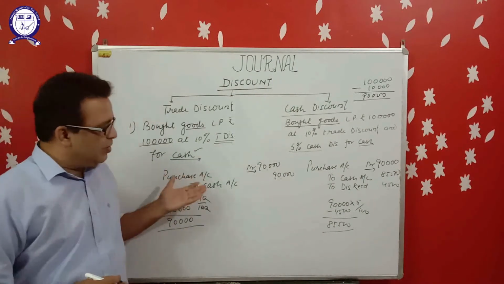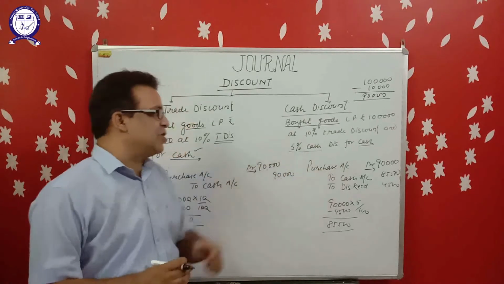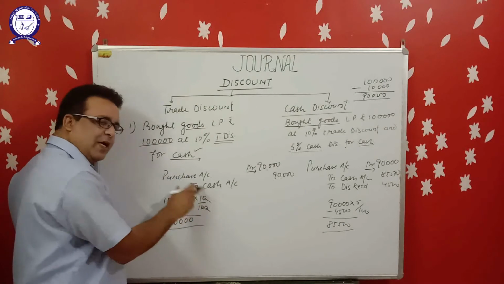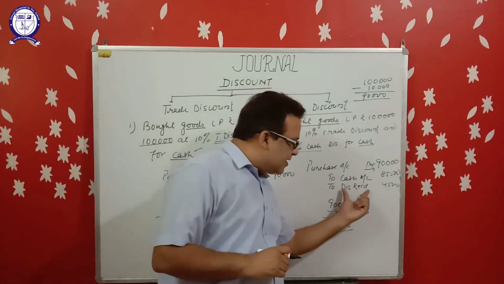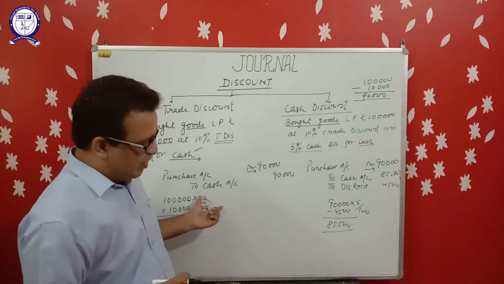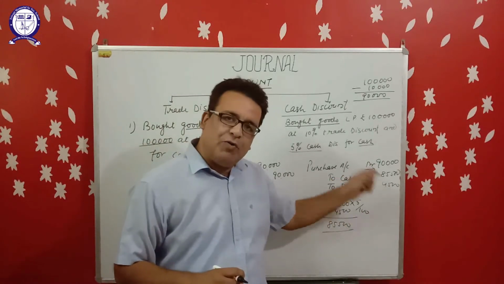So look the difference between trade discount and cash discount. Trade discount will not be recorded separately and cash discount is recorded separately. This will not be shown in the books of account, trade discount, but the cash discount is shown in the books of accounts.